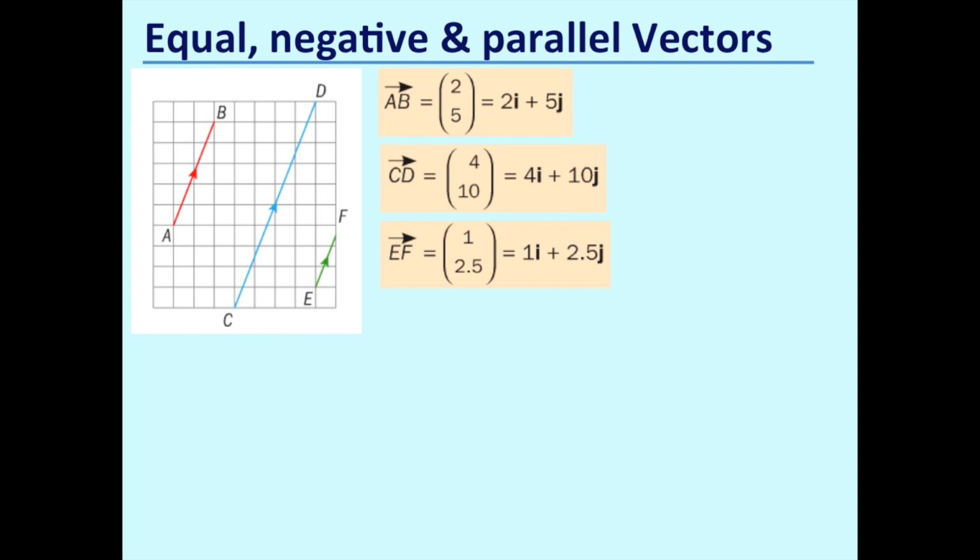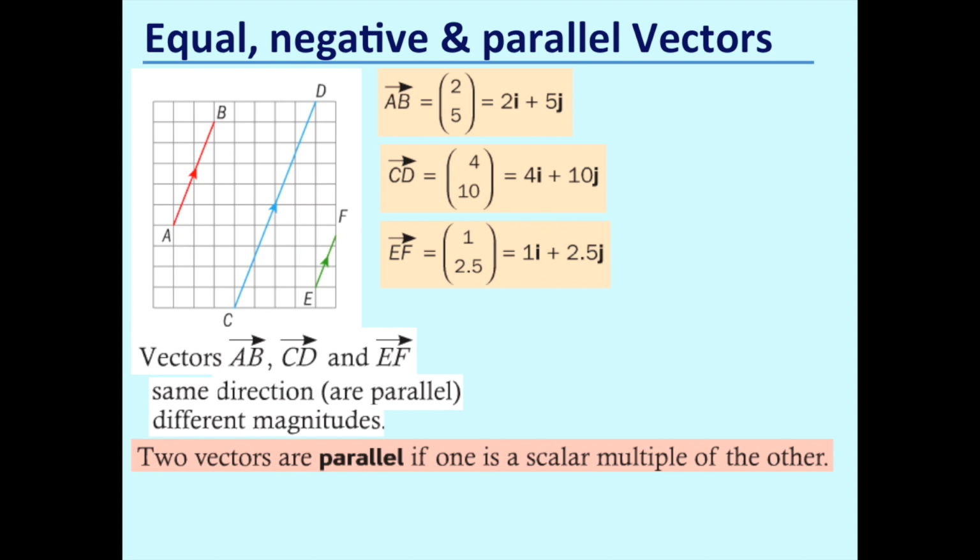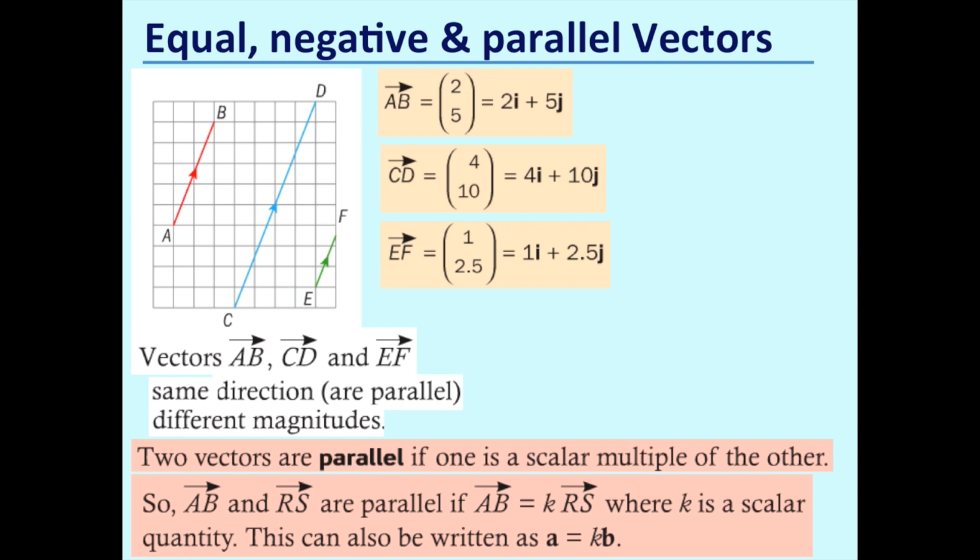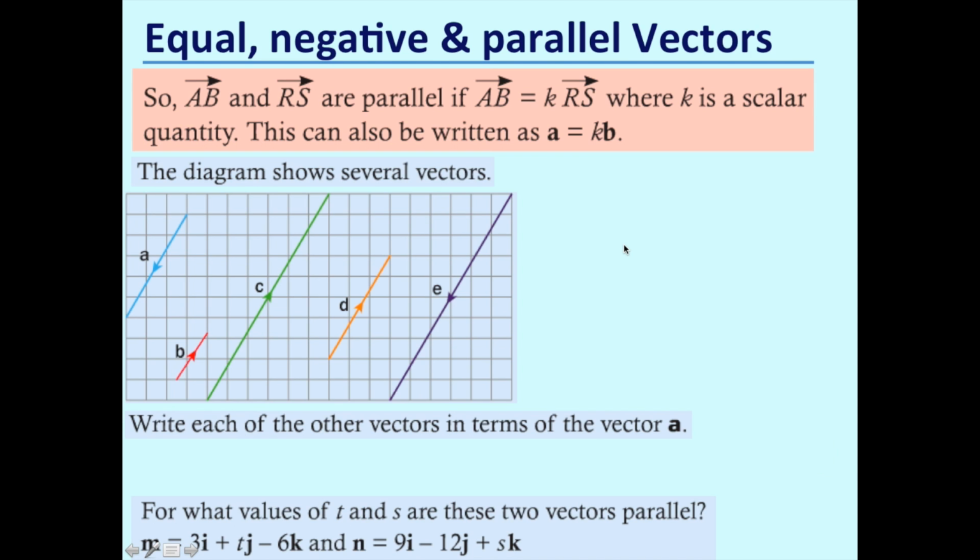In terms of parallel vectors, if they have the same direction, then they are parallel, even though the magnitude is not the same. And we can say that more generally, two vectors are parallel if one is a scalar multiple of the other. So if we have any two vectors here, if one of them is a scalar multiple of the other, they are parallel. If we take vector AB here, we can see that it is half of vector CD and twice of vector EF. So AB is a scalar multiple of CD, and a scalar multiple of EF, therefore they are parallel.